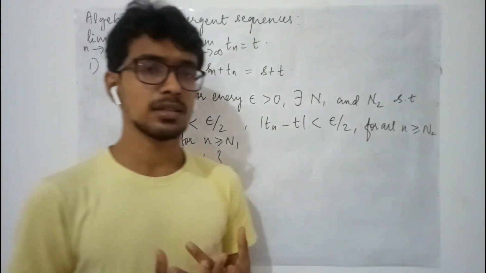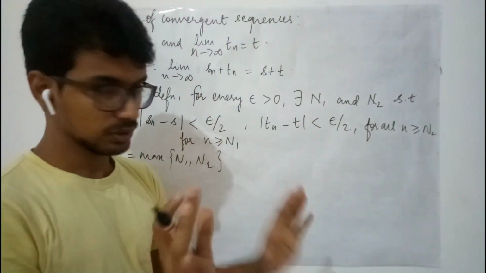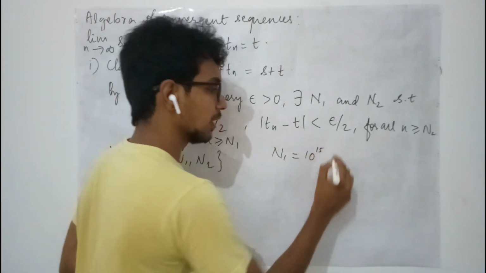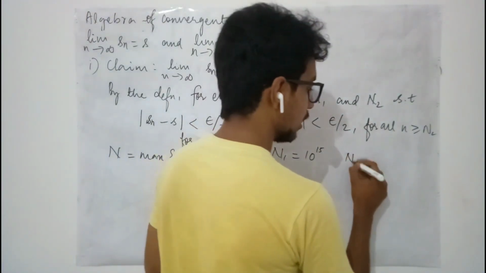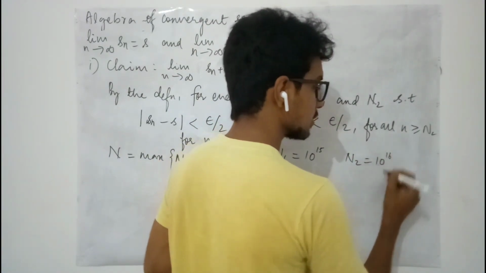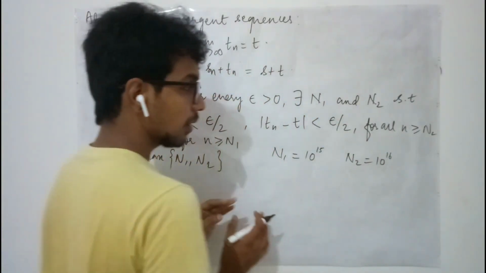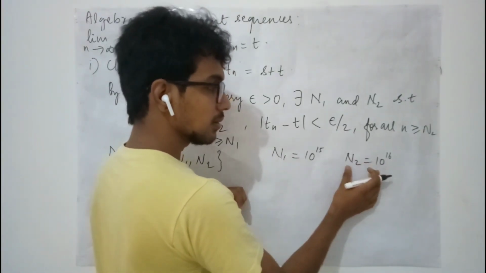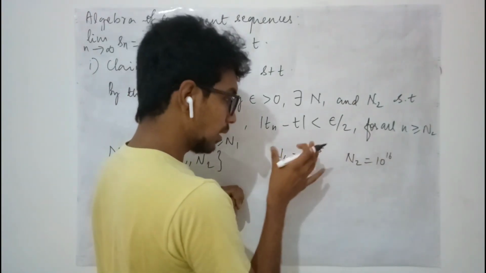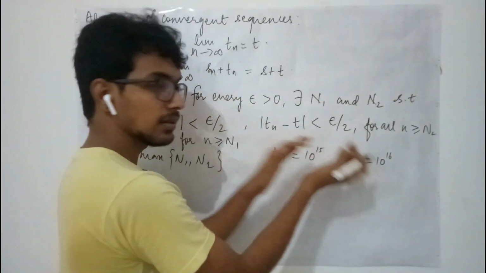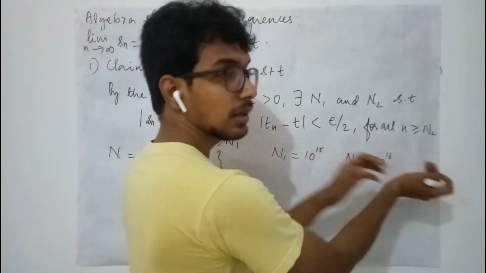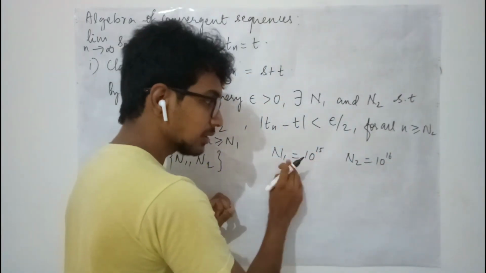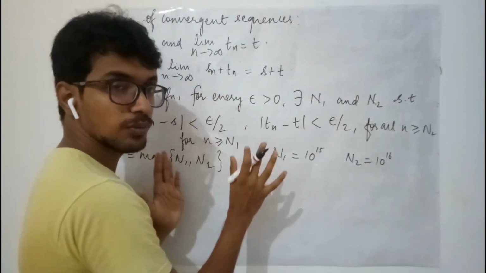Why are we taking the maximum? Suppose my n1 is 10 power 15 and my n2 is 10 power 16. Between these two, this is the larger quantity. When something is true beyond this limit, it will also be true beyond this limit as well, because this is a greater quantity. After this value, this is true.